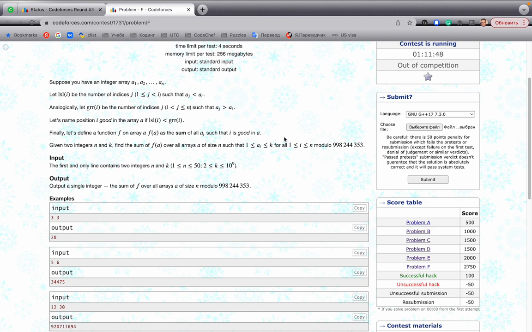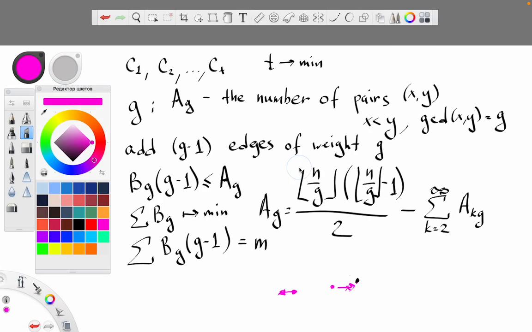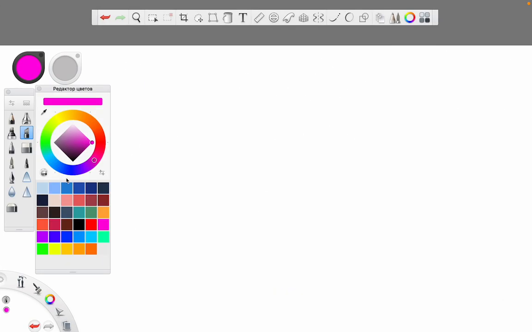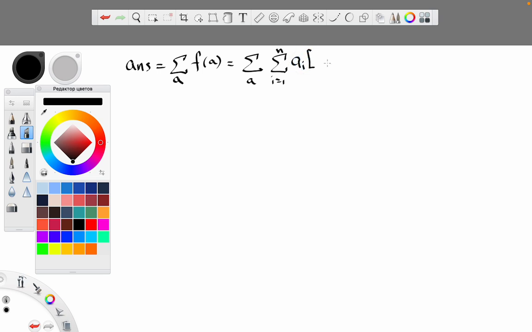Okay, so like in all of the problems, we want to change the order of summation. The answer is the sum over all arrays of f of a, but we know that f of a is just the sum over all indices of ai if it is good. So it's like multiplied by 1 if this index is good and 0 otherwise.